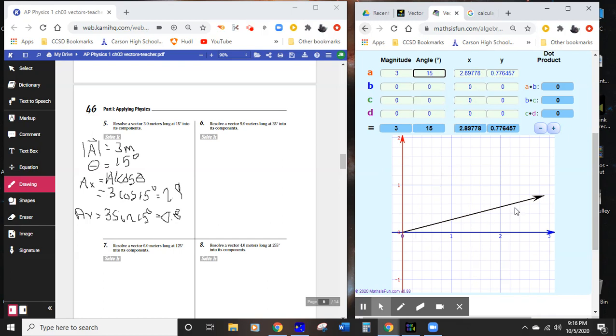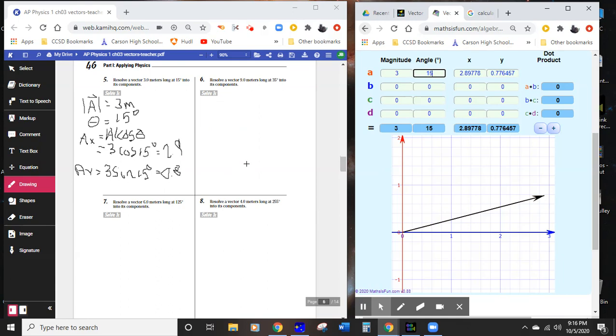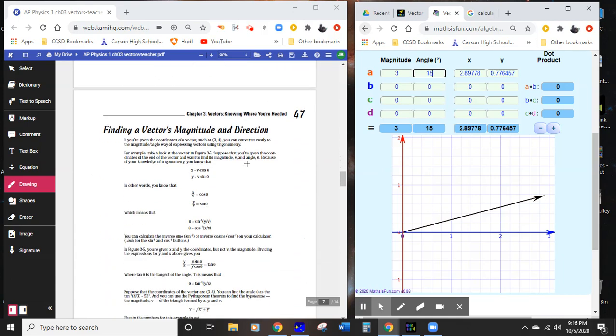So here's what the vector looks like, and this is 2.89, we rounded it to 2.9, and this is 0.77, and we rounded to 0.8. So this is a good tool for us to use once we have mastered or know how to do it by hand. All right, let's go ahead and scroll down to the next part here.